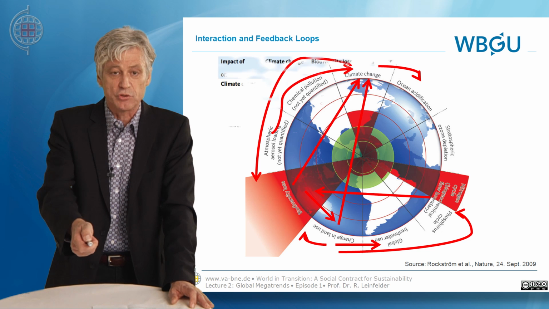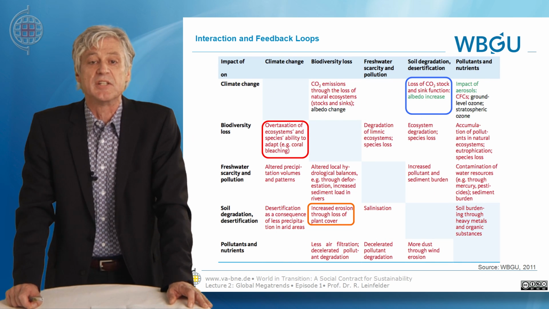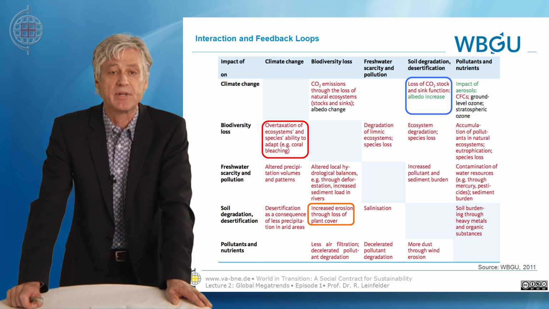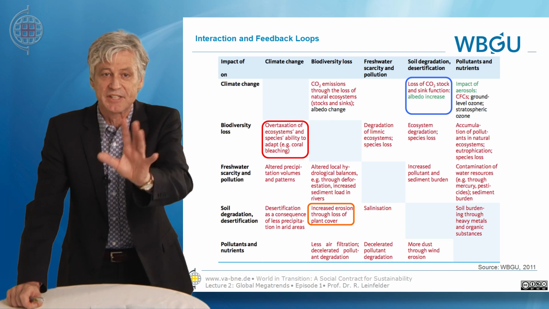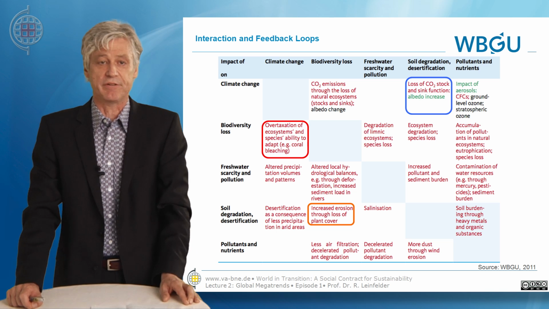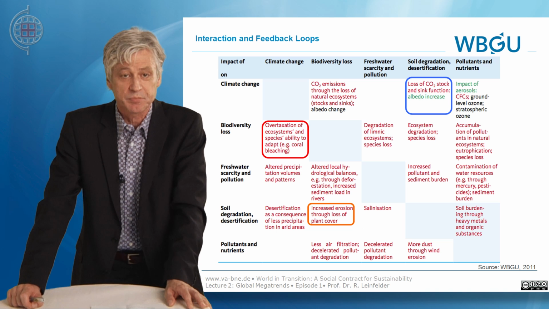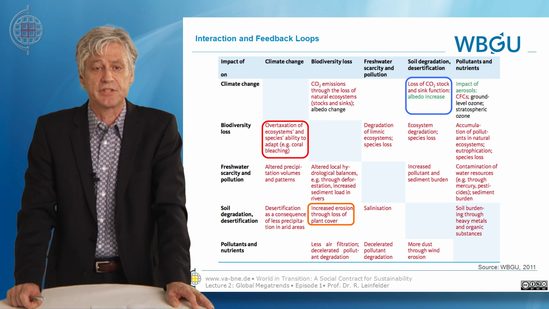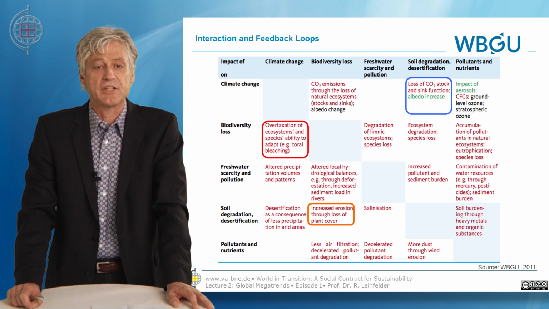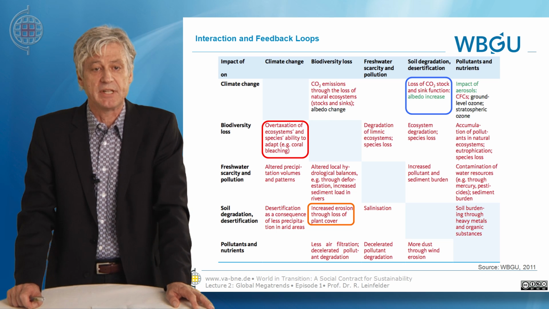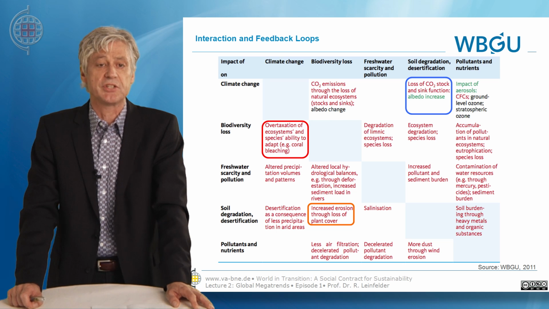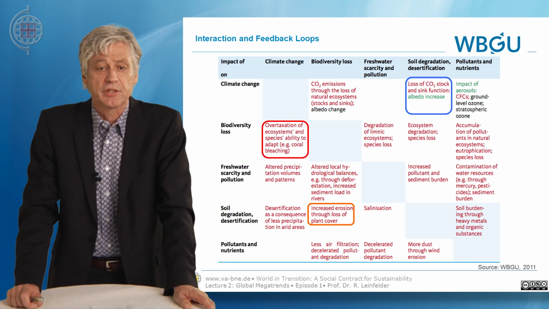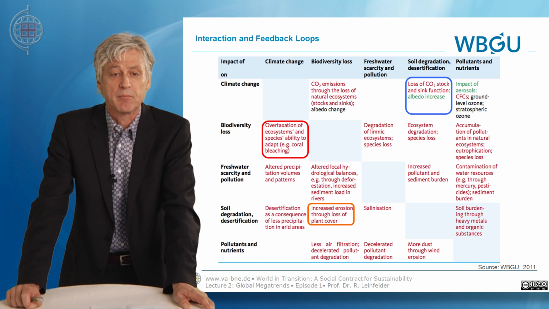And you should study this in more detail, maybe on your own. We show you this table here, where on a matrix basis you can see some examples of interactions. For instance, climate change together with biodiversity loss can cause overtaxation of ecosystems and species' ability to adapt. Coral bleaching would be one example.